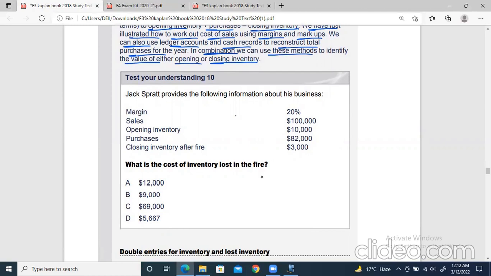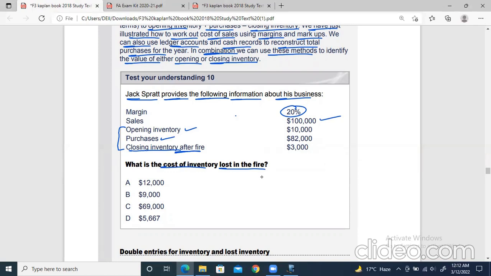Let's see. So Jack Spratt provides the following information about his business. Okay. So now you see he's using margin, not markup, margin. What happens in margin is selling price is 100%. Right. Now you can see the sales are given over here. Now there are three things over here. Opening inventory, then purchases. Now this is not the closing inventory, but this is closing inventory after fire. Right. So there may be unfortunately some goods that he lost in the fire. Right. So what is the cost of inventory lost in the fire? He is asking us what was the inventory value that was lost in the fire. We have to tell the missing goods value over here.